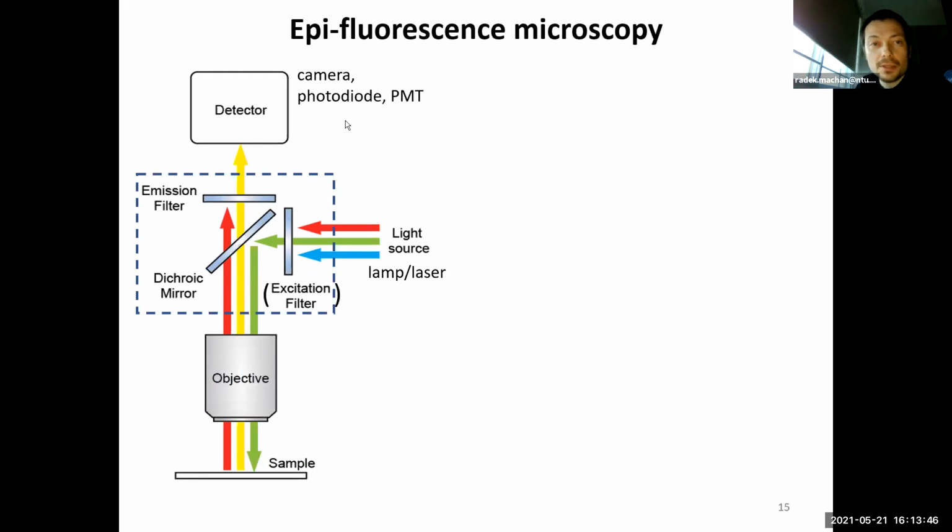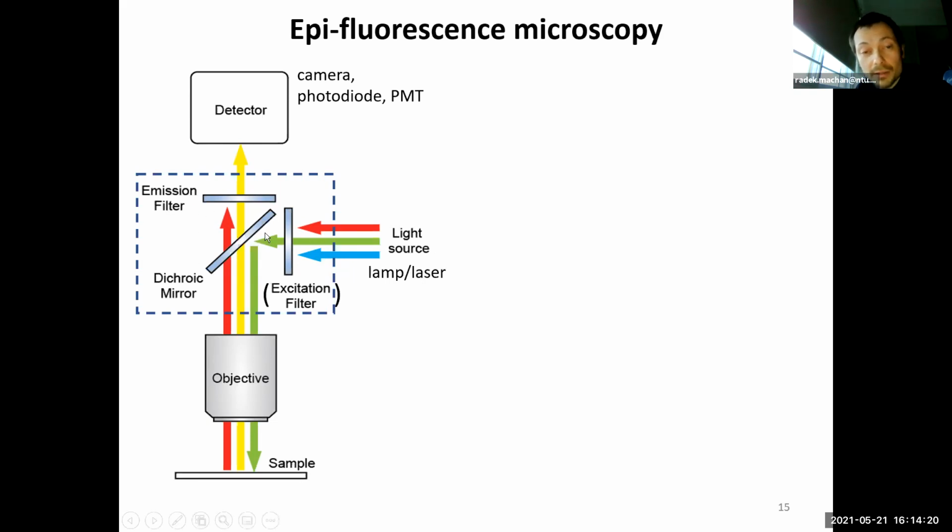Now the schematic of an epifluorescence microscope. We have a light source, which can be a lamp or a laser, and then there might be an excitation filter. In case I'm using a white lamp, then there has to be an excitation filter. In case I am using a monochromatic laser, I might not need one. Then there is something called a dichroic mirror, and that's where Stokes shift is applied in practice.